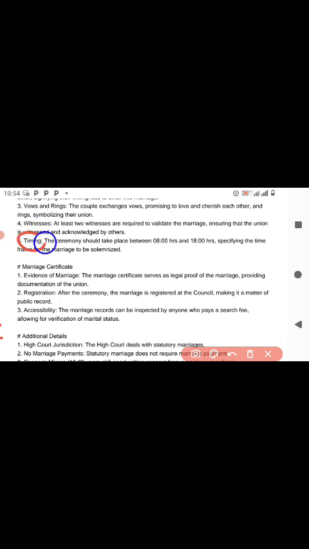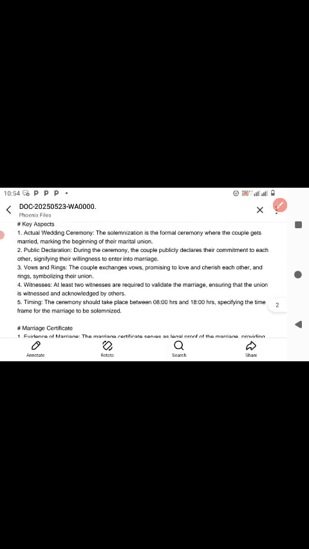Then the timing for that solemnization, the ceremony should take place between 8 hours to 18 hours, specifying the time frame for the marriage to be solemnized. So you must actually say, okay, the wedding of Mr. and Mrs. Chite will take place on this date from this time to this time. So that particular time aspect is what is going to be there.